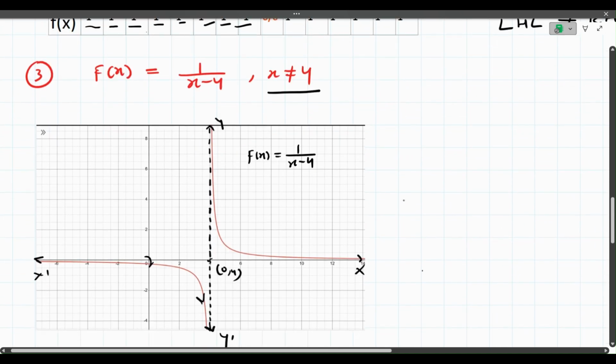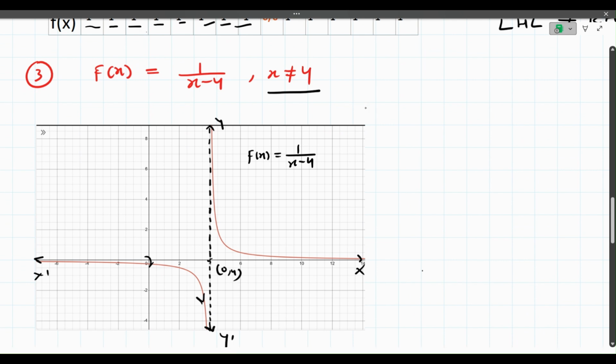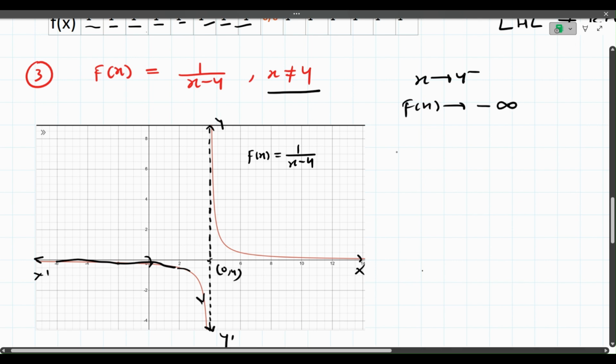Let's see another example, the function 1/(x − 4). It's also not defined for x = 4. So as we increase the value of x, approaching from the left side, when x approaches 4 from the left side, the function tends to limit negative infinity. And when x approaches 4 from the right side, you can see that this is also pointing towards infinity. So f(x) tends to positive infinity.